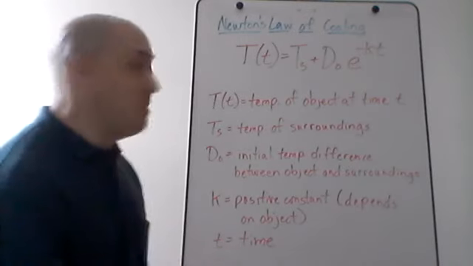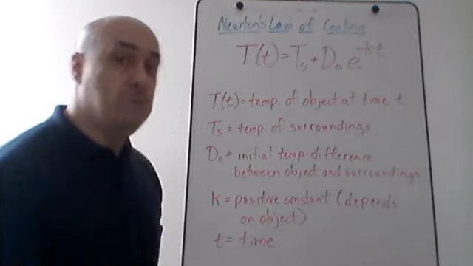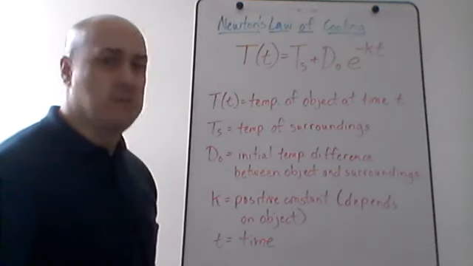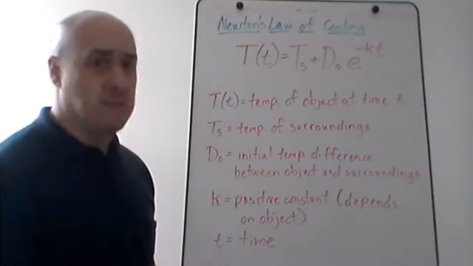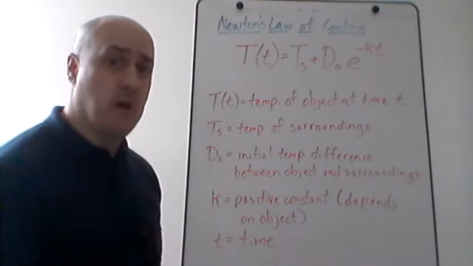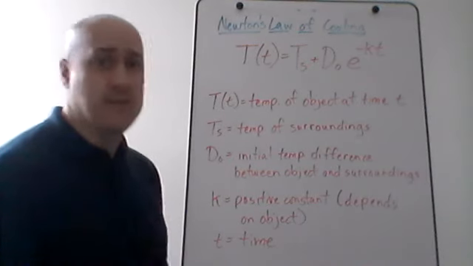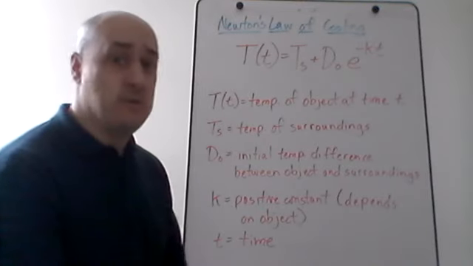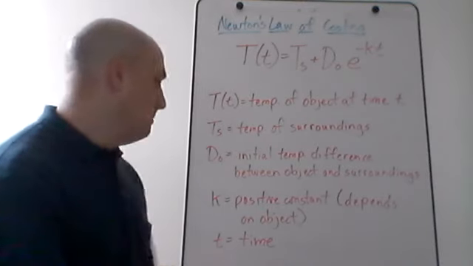Then t represents time, and for time you can use any unit of time. It can be minutes, it can be hours. Usually we don't use years for Newton's law of cooling. It doesn't take years for a cup of coffee to cool off when you put it down in a room that's 70 degrees. It takes minutes or hours. But you can use any unit of time when you're dealing with the t here.